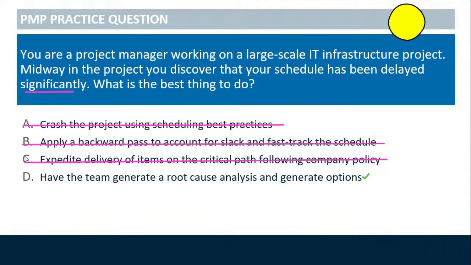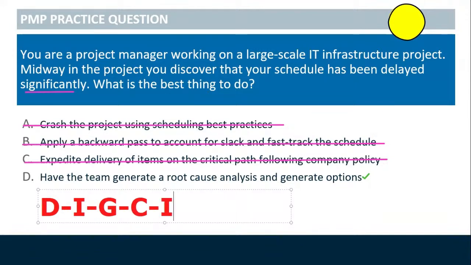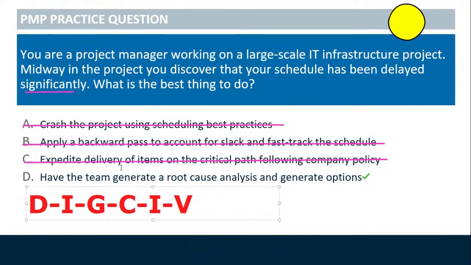When you're faced with questions like this on the PMP exam, I want to give you a framework that you can use to better tackle questions, especially those that may seem far out. You can use the DIG-CIV approach, DIGCIV. And that's a mnemonic for define the problem, identify the root cause, then generate alternatives. So here, defining the problem and identifying the root cause need to come first before you go into any alternatives. And that's why the best option was D.